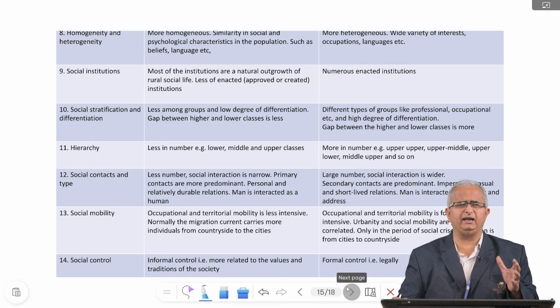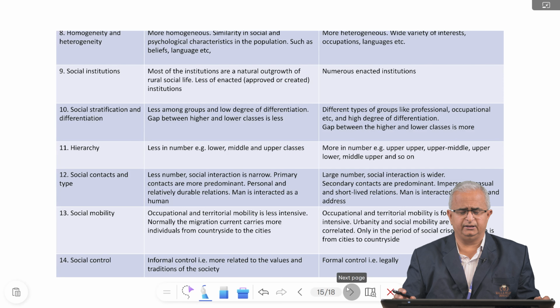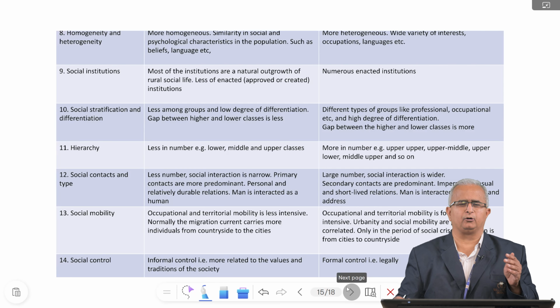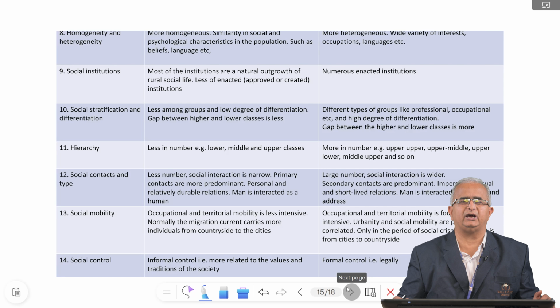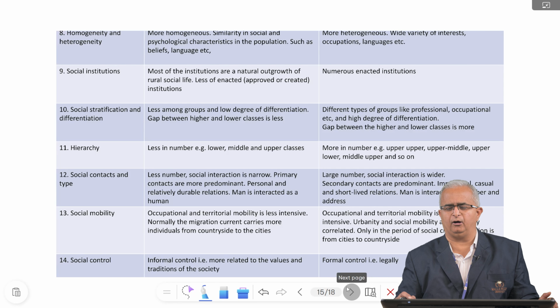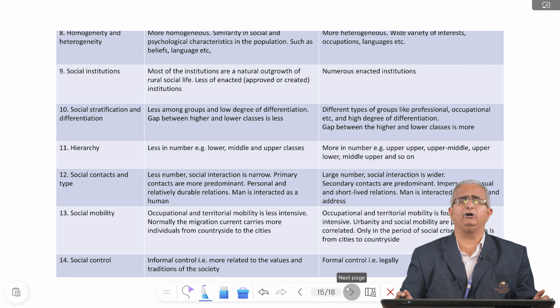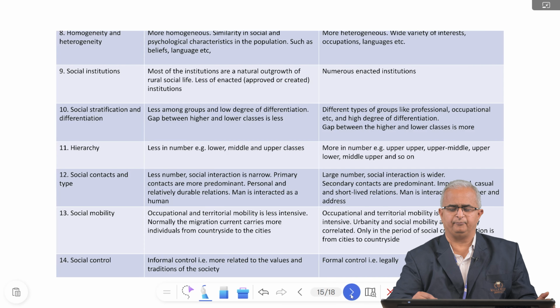And social mobility is very low in the villages, while social mobility is very high in the urban areas. Social control in rural society is informal, more related to the values or the traditions of the society. But in the urban areas, the control is formal: legally we control the behavior of individuals.